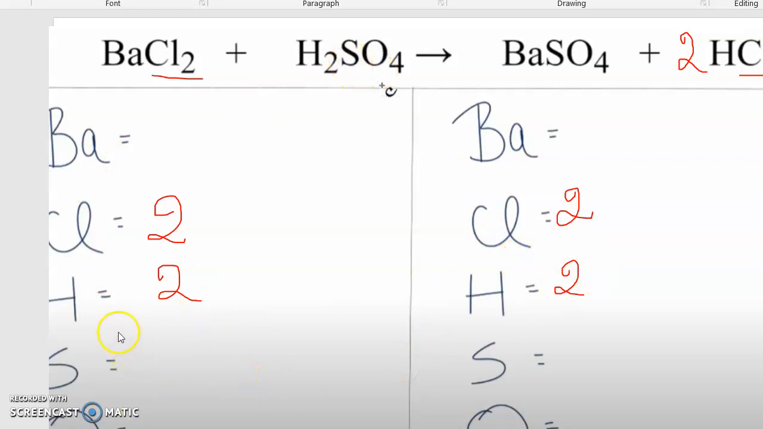Sulfur and oxygen together you can treat as sulfate. So on the product side 1 sulfate, and on the reactant side also 1 SO4. So that is also balanced. So this is a balanced chemical equation.